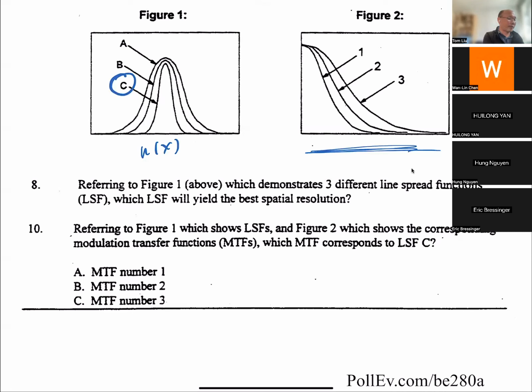Great. So it looks like there's unanimous consensus. Everyone picked C, which is the broadest response, and that makes sense because it's corresponding to the narrowest h impulse response. So the frequency response is going to be the broadest. Good. So that's really good to keep in mind as you're moving forward with imaging.